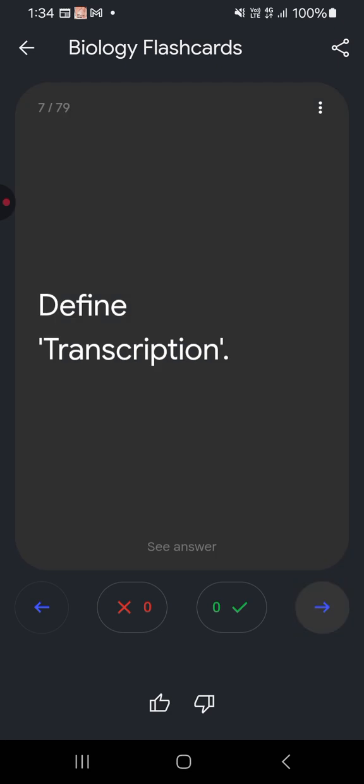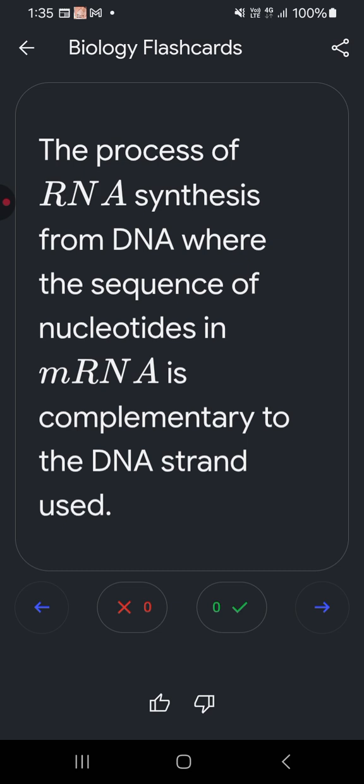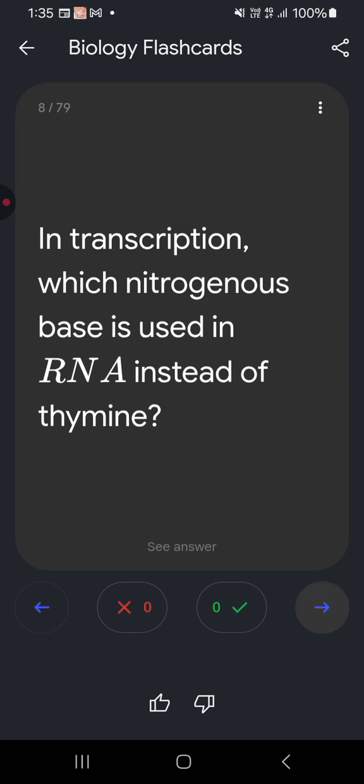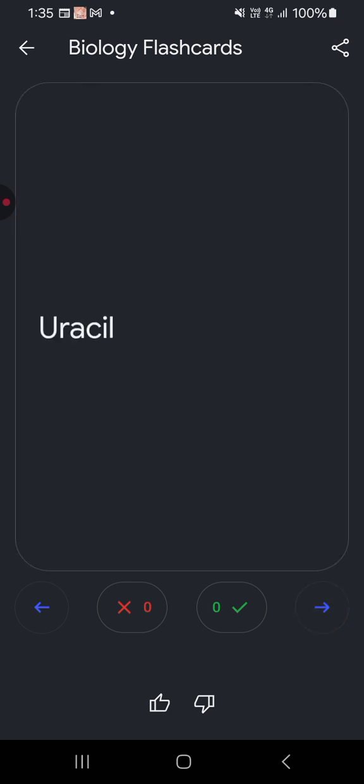Next question, define transcription. The process of RNA synthesis from DNA where the sequence of nucleotides in mRNA is complementary to the DNA strand used. It is basically the process of RNA synthesis. In transcription, which nitrogenous base is used in RNA instead of thymine? The answer is uracil.